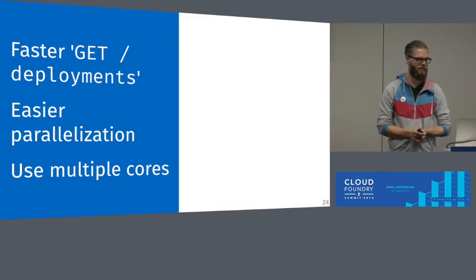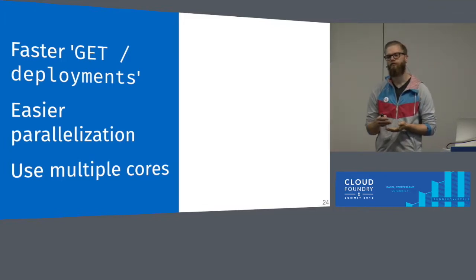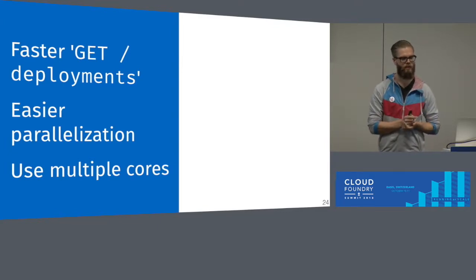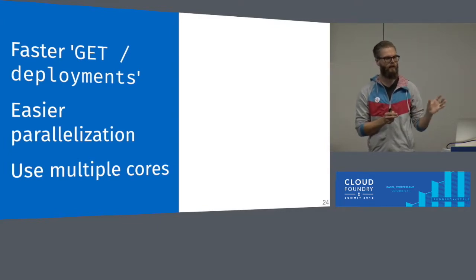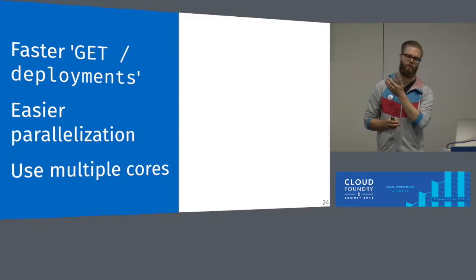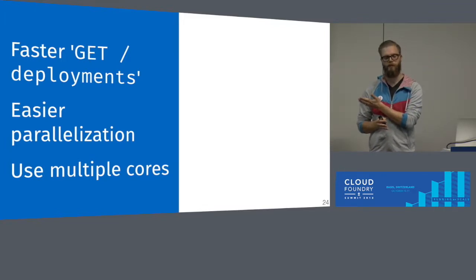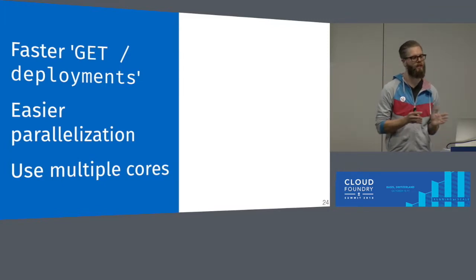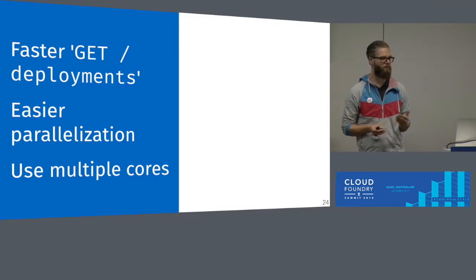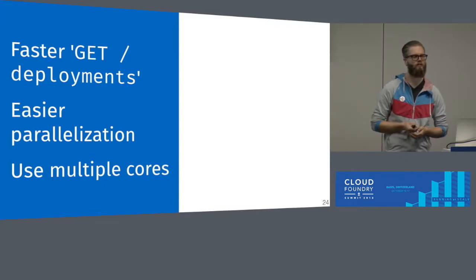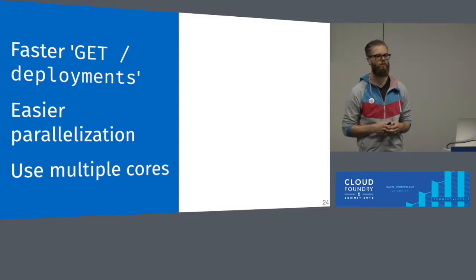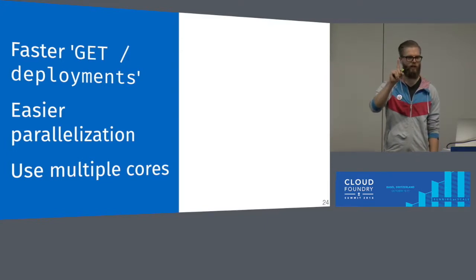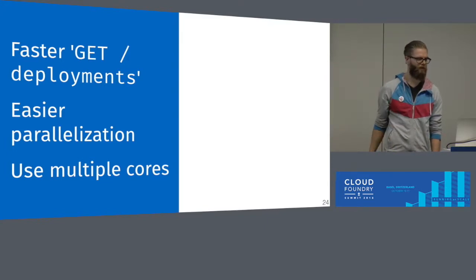We wanted to have easier parallelization of request processing, because, and I'll get to it in a second, the way that the web server of the Director Ruby app was built and used, unfortunately, didn't do that very well, or didn't make it very easy to do. And we wanted to use multiple cores, right? It turns out our director is like a 16 or even 32 core machine. The director web server is using one.